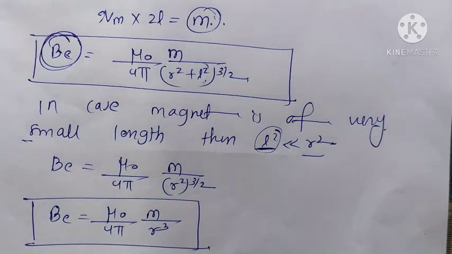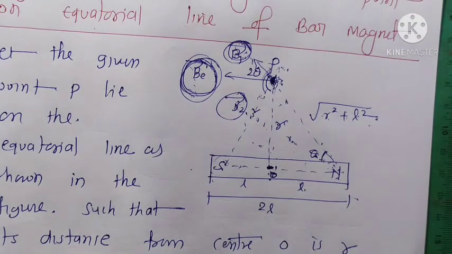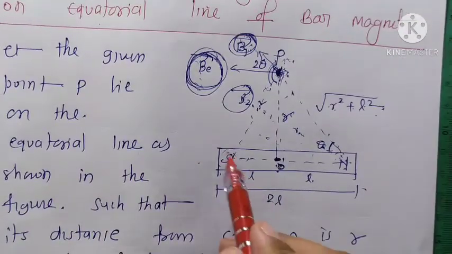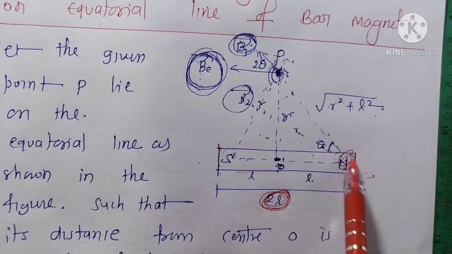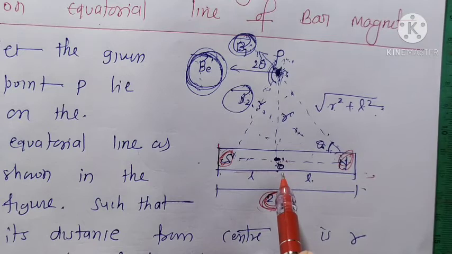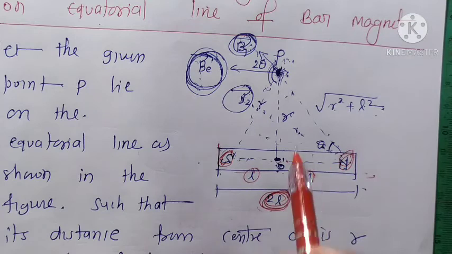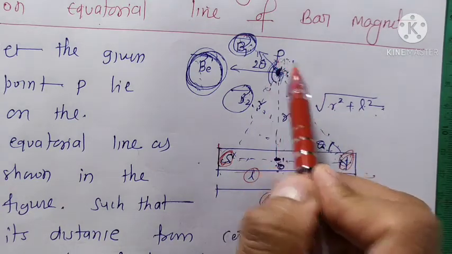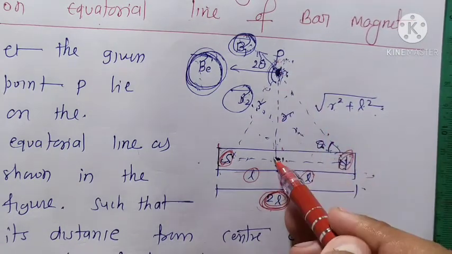I repeat again what we do here. Firstly, we take any bar magnet. The length of this bar magnet is 2L. This bar magnet has two poles, north pole and south pole. We take the midpoint here, that is O. We divide the total length into two equal parts, each L, and we take any point P in this space. The distance of point P from point O is R, and this is the perpendicular distance.